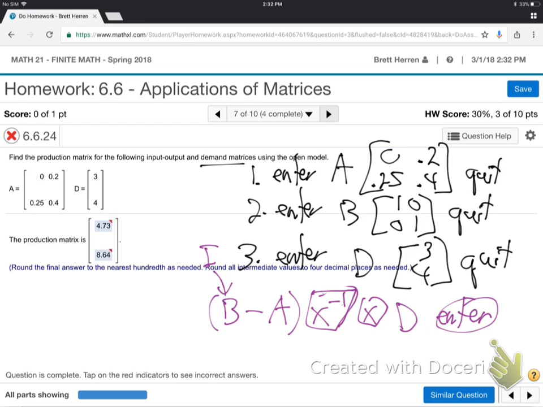Did you get those answers? Yeah, that's the right answer. See what I did there? See how I put parenthesis B minus A, parenthesis to the negative 1 power times D, and hit enter. I got those two answers. You all able to get that in your calculator?